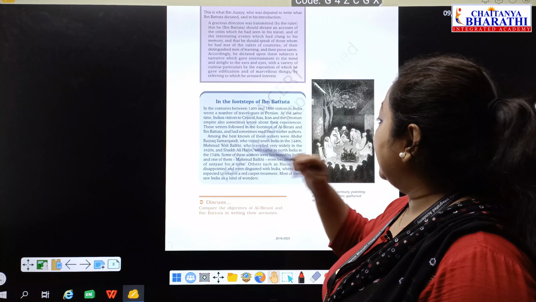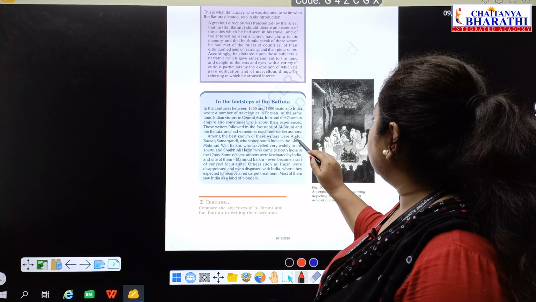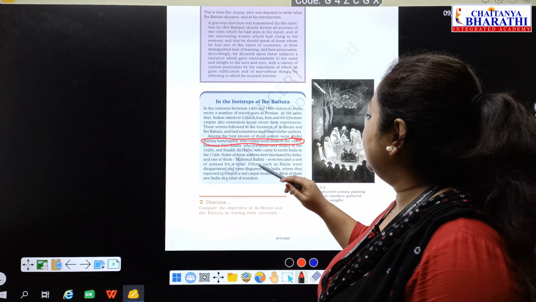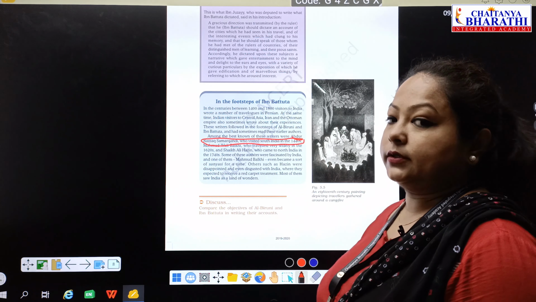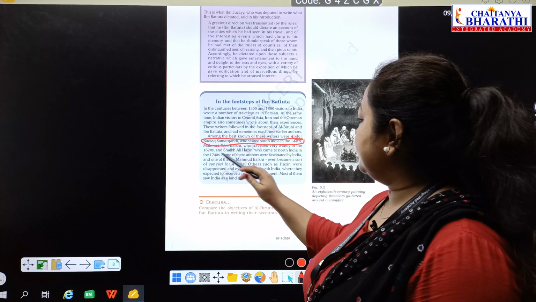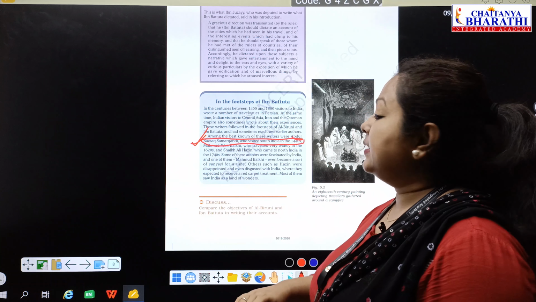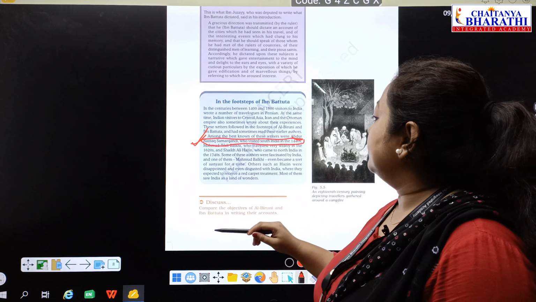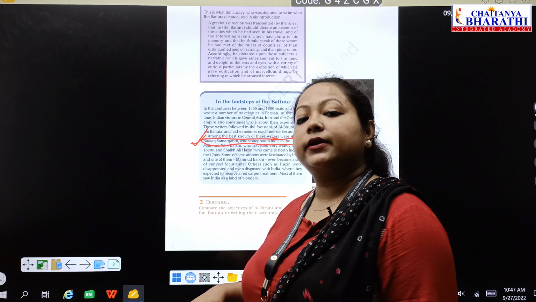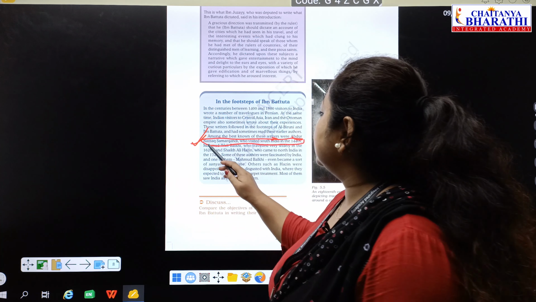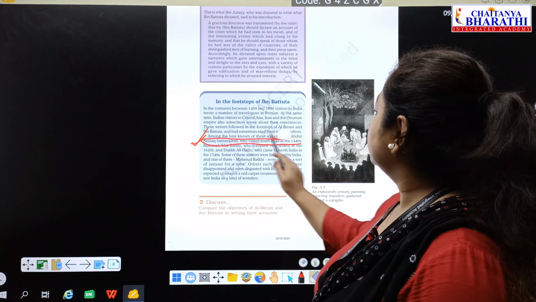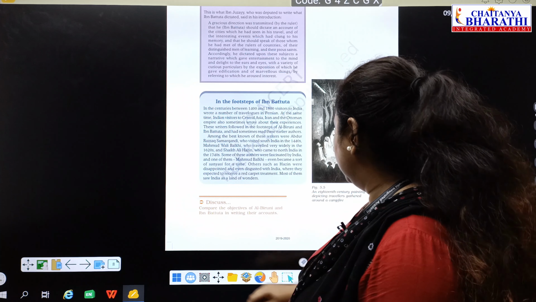Among the best known writers was Abdur Razzak. This is a very important part. Abdur Razzak Samarkandi visited South India in the 1440s. We will get into details about him later on. Here it is very important, it might come as a question, who was the best known writer that visited South India in the 1400s? Then we can say it is Abdur Razzak Samarkandi, or just Abdur Razzak. Okay.